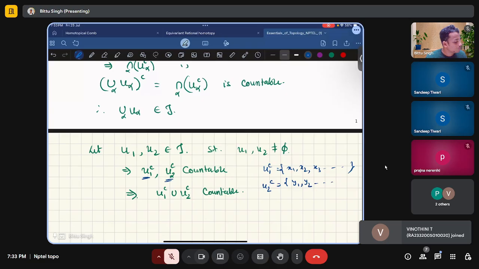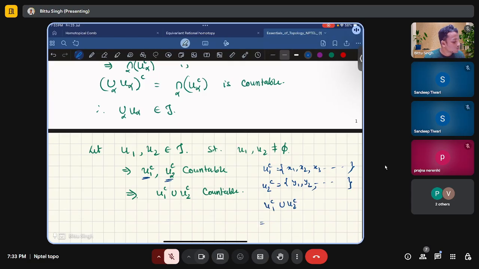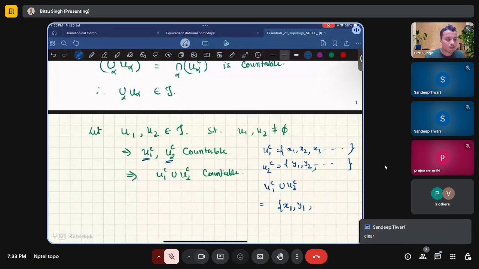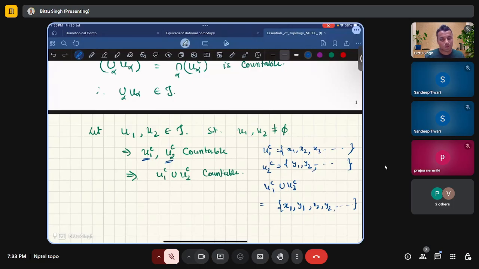Then you just reorganize. So for u1 complement union u2 complement, just rearrange those two things. First you write x1, then you put y1, then x2, y2. So that will also be a sequence. You just rearrange those two things, so you will get a countable thing. So u1 complement union u2 complement is also another countable thing. But note, by De Morgan's law, this is the same as the complement of u1 intersection u2. Those two are the same. This is countable.